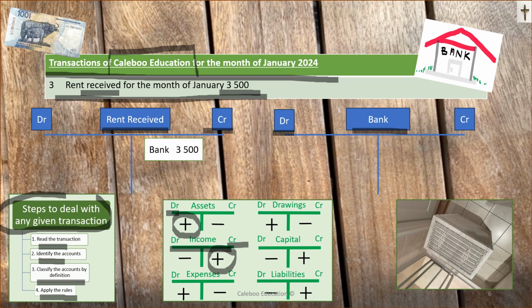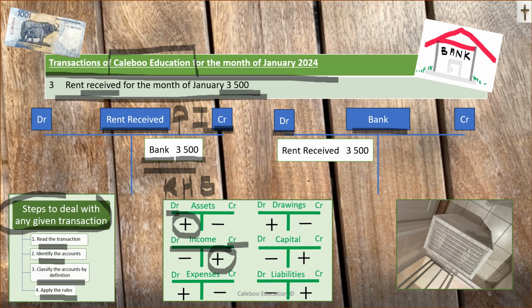So rent received, increase in income, the rule says credit. Under the details column, you're going to have the name of the contra account, which is bank, and the amount is 3,500. Rent received was credited because I applied the rule, increase in income, the rule says credit the account. And there we go. You put the entry on the right hand side of the T account, which is the credit side.